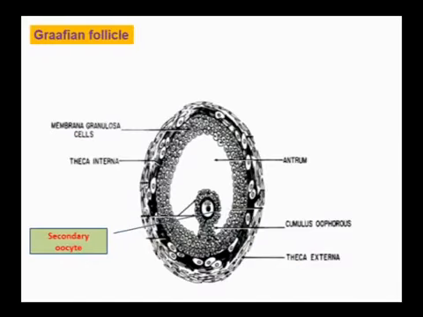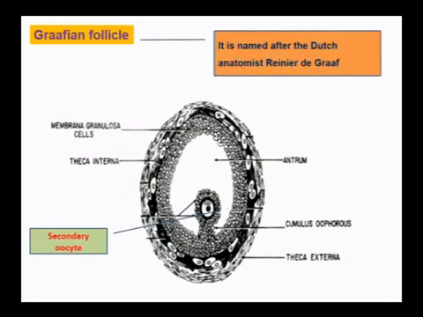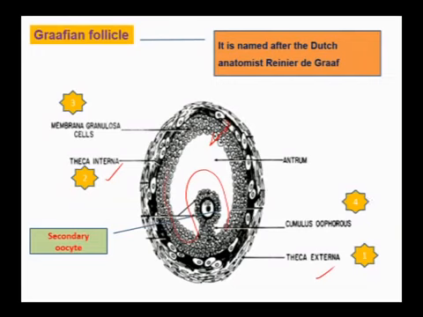Coming to the Graafian follicle. It is named after Dutch anatomist Reiner de Graaf. It's a mature follicle in the ovary. It is spherical in shape, covered over by an outer fibrous layer known as theca externa, and an inner layer called theca interna. Several layers of cells present below the theca interna constitute membrana granulosa. The cells of the membrana granulosa project towards one side, forming a mound of cells known as cumulus oophorus.